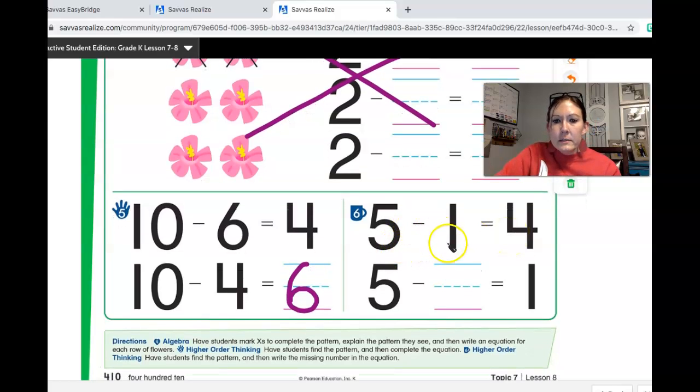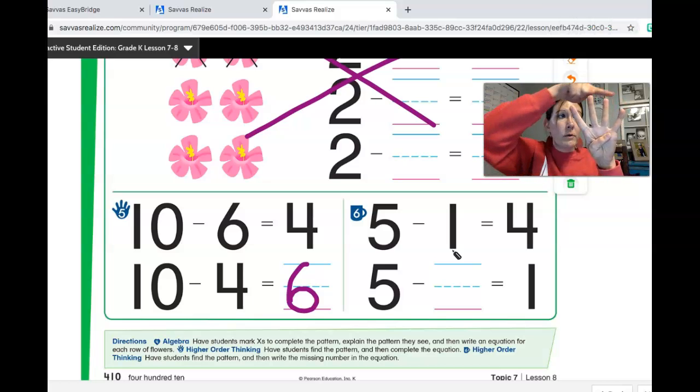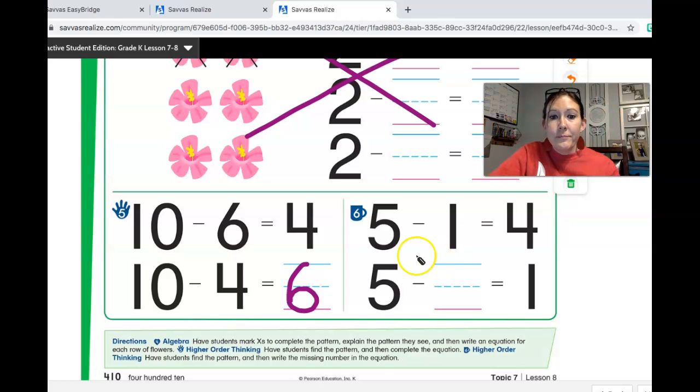5 minus 1 equals 4. Let's check that on our fingers together. Start with 5 because it says 5 right here. Minus 1. That means take away 1. Put down 1 finger. How many fingers do you have left? 1, 2, 3, 4. Good. 5 minus 1 equals 4.